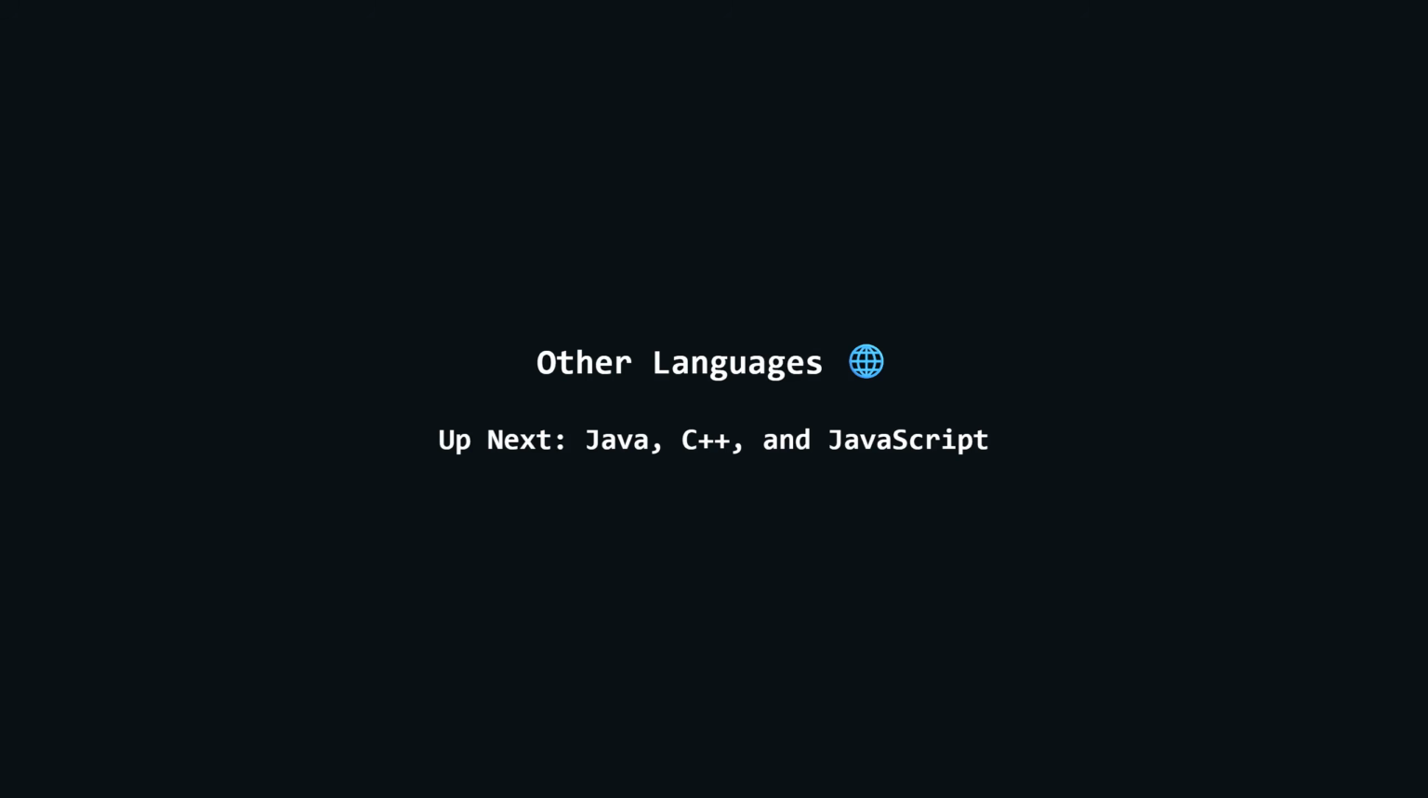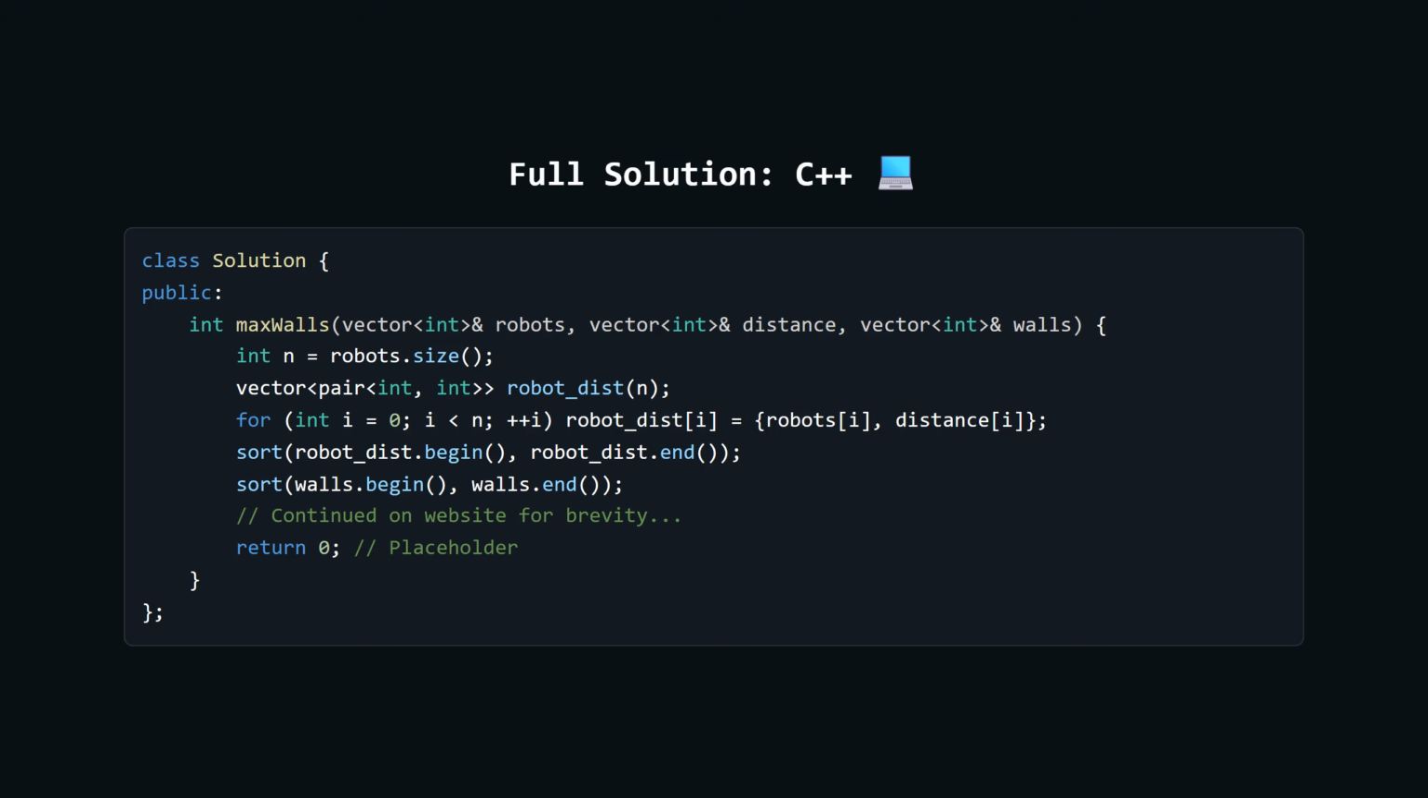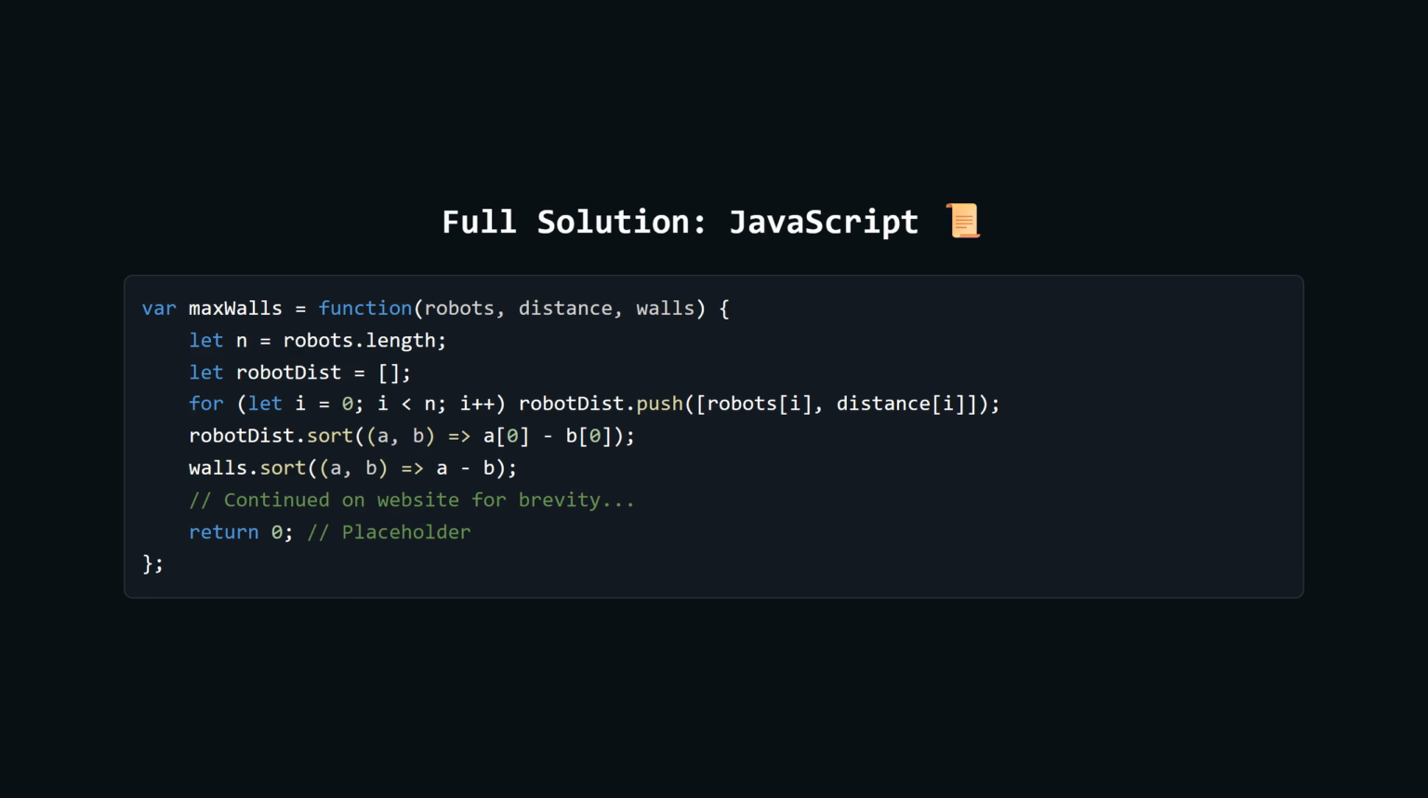Alright, as promised, let's take a quick look at how this solution translates into other popular languages. Here is the setup for the Java version, sorting the two-dimensional array based on the robot positions. You can find the full continuous block on the site. Next up is the C++ version, utilizing vectors and pairs to link the data before sorting. And finally the JavaScript version, creating an array of arrays and using a custom sort function.